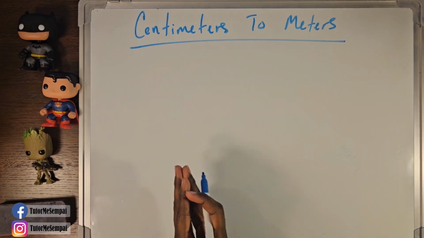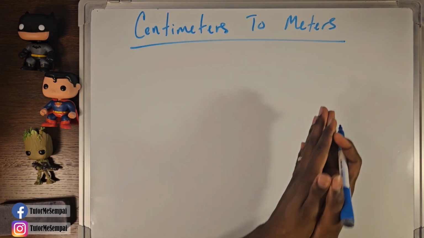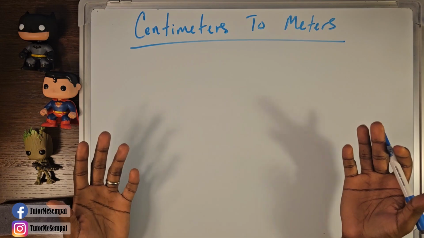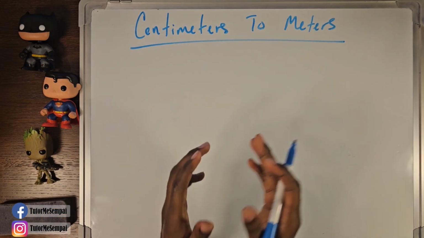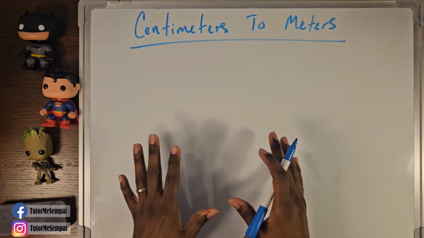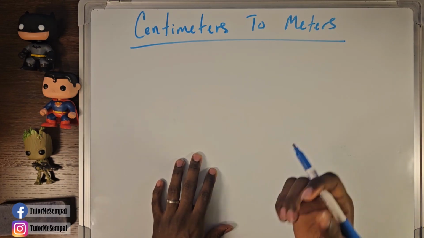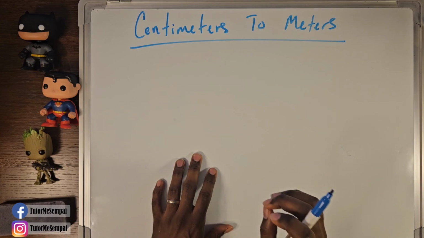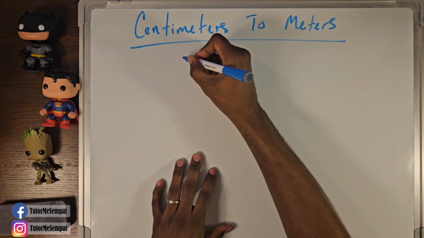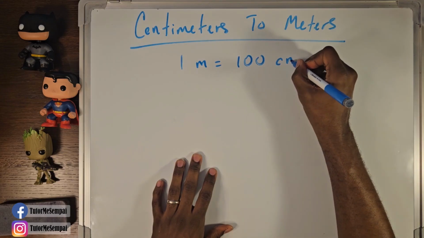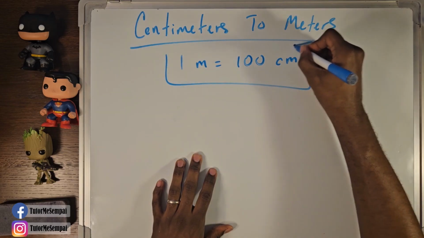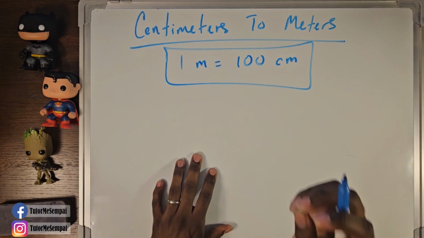So today we're going to be converting our centimeters to meters and our meters back to centimeters. And just like we do for all the other unit conversions on this channel, we need to first start with our basic unit conversion for these exercises. And that means we need to know how many centimeters are going to be in a single meter. And that's going to be 100. 100 centimeters make up 1 meter.